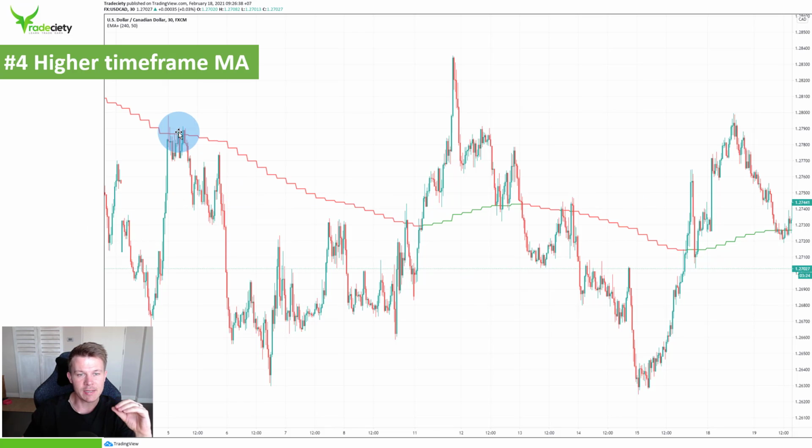And this is how you would place your targets. Very important, because the moving average will shift with time. The longer you are in the trade, the more the moving average will move. So you have to keep adjusting your target as well based on the moving average distance.